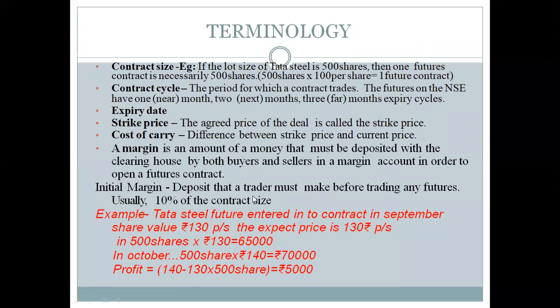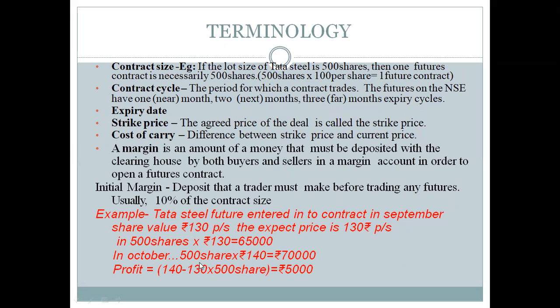Let us take an example and try to understand these future contracts. We are buying a Tata Steel future contract, and we have entered into this contract in the month of September. The current price is 130 per share and we are expecting it to go to 140. So the strike price is going to be 140. Now the contract size is going to be 500 shares. This is the lot multiplied by 130, 65,000.